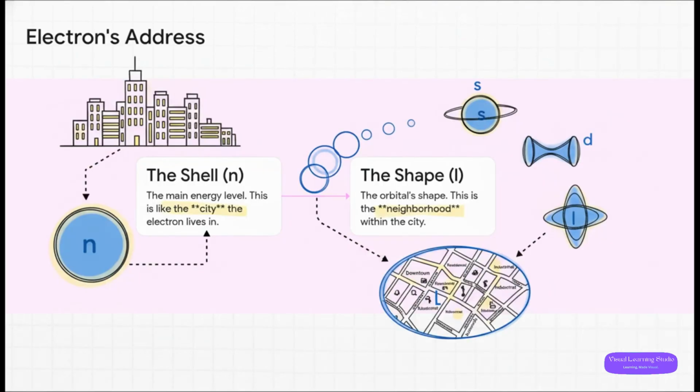And we can describe these different probability clouds using a set of what are called quantum numbers. It's basically an address system for every electron in an atom. For our purposes, the two most important are these. First, the principal number, n, which tells you the main energy level or shell. You can think of this as the city the electron lives in. And second, the azimuthal number, L, which tells you the shape of that cloud, its orbital. This is like the specific neighborhood inside that city.